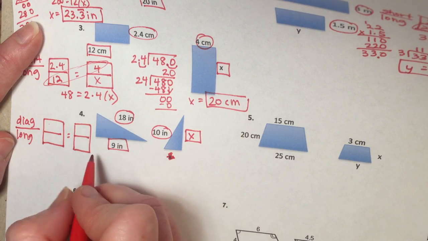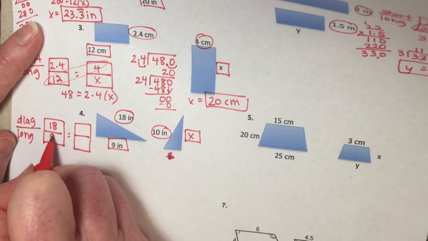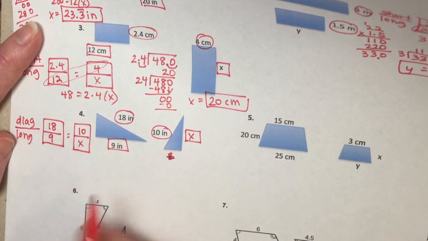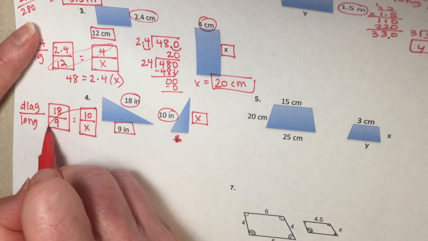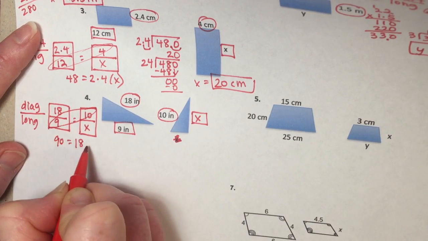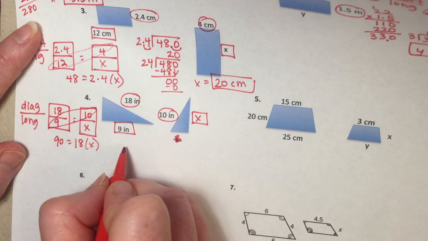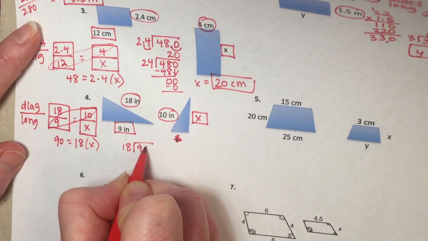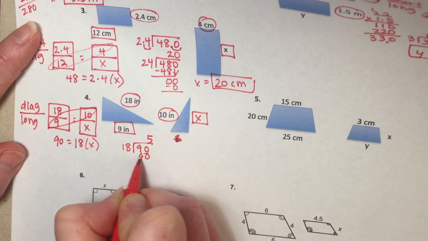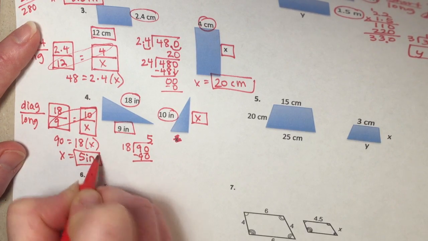So in the first triangle, the diagonal is 18 and the long side is 9. And in the second triangle, the diagonal is 10 and the long side is x. So now when I solve it, I'm going to multiply 9 times 10, I know that's 90, equal to 18 times x. All right, to solve this, I need to divide 18 into 90, and that will go 5 times. So x is going to equal 5, and this is measured in inches, so 5 inches.